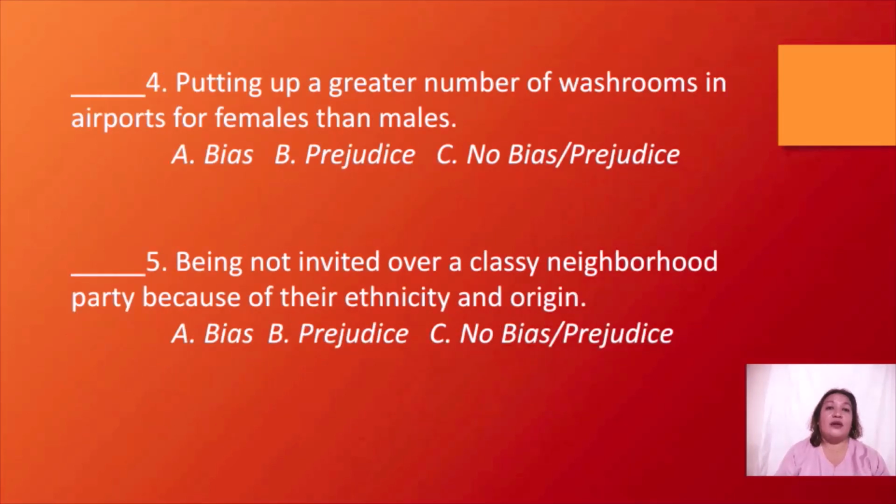Number 4. Putting up a greater number of washrooms in airports for females than males. A. Bias. B. Prejudice. C. No bias, no prejudice. And last item, number 5. Being not invited over a classy neighborhood party because of their ethnicity and origin. A. Bias. B. Prejudice. C. No bias, no prejudice. Okay, time is up. Let us check your answer.